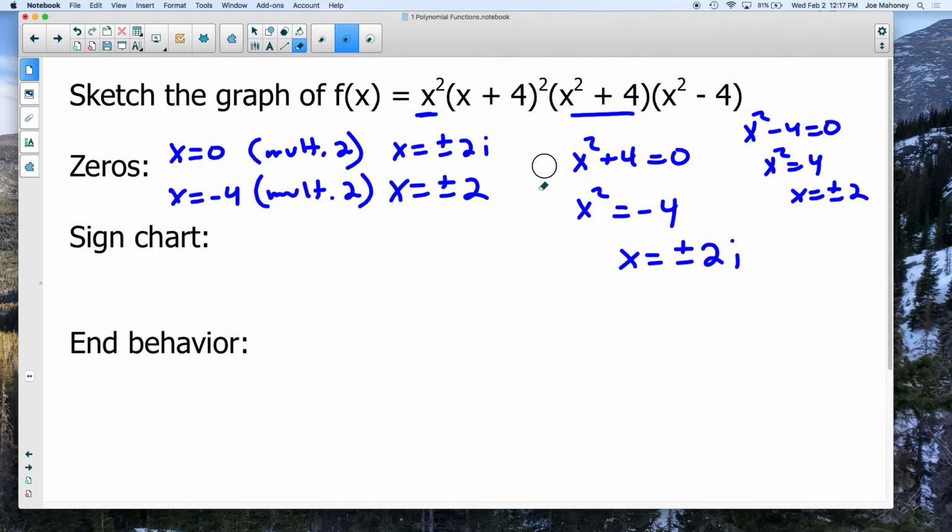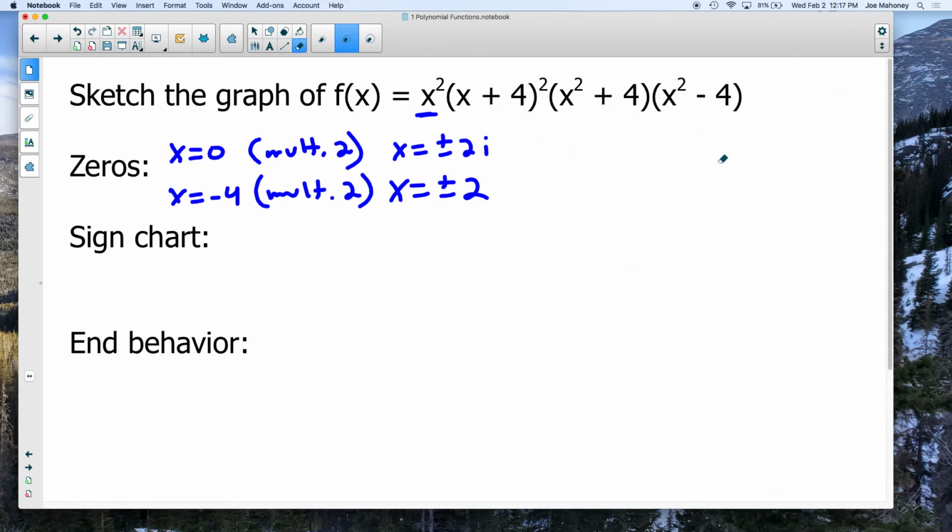Well, we proceed as we did before. But understand that the only ones that we can really identify on the x-axis are the real zeros. The other imaginary ones are off somewhere, and maybe that's going to be an exploration for another day.